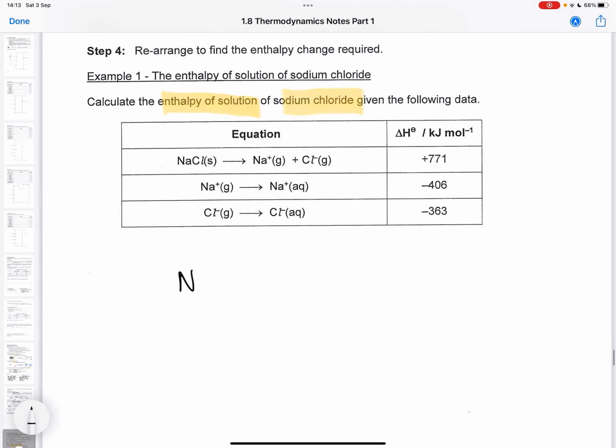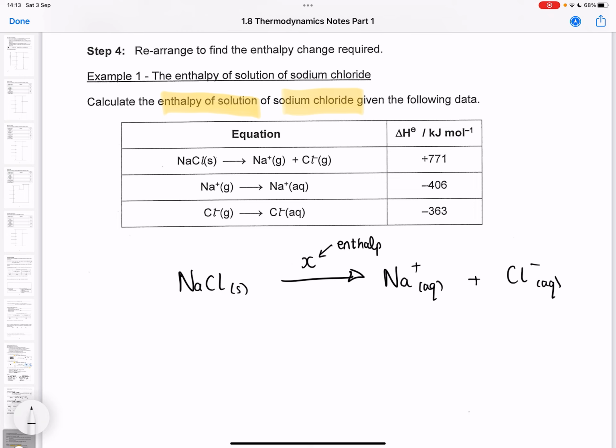So the enthalpy of solution of sodium chloride is when sodium chloride solid becomes the aqueous solution, where the ions would be separate, because ions separate in aqueous solution. This is our unknown, this is our enthalpy of solution. I'm going to call this X. So this is our enthalpy of solution.